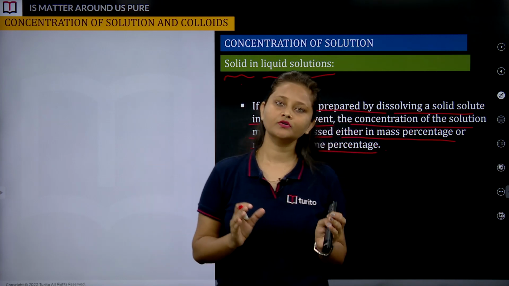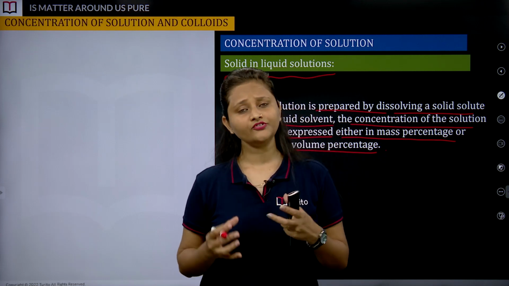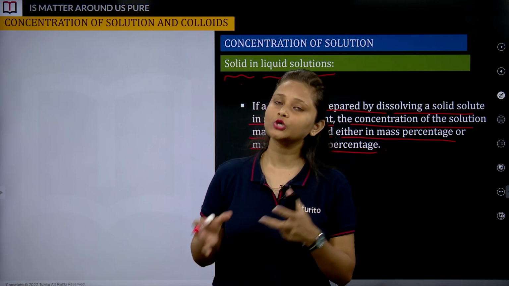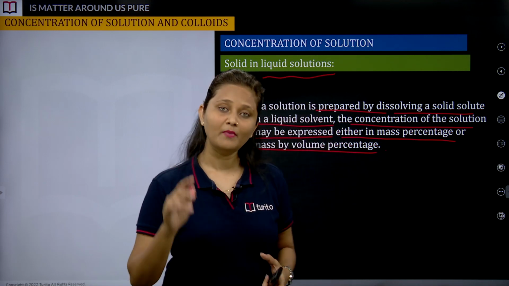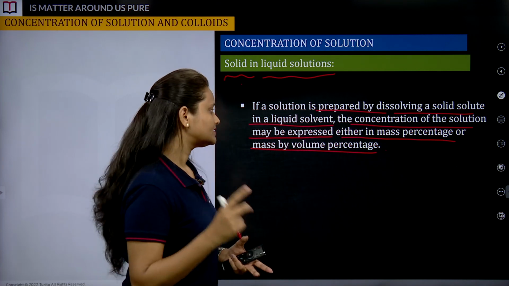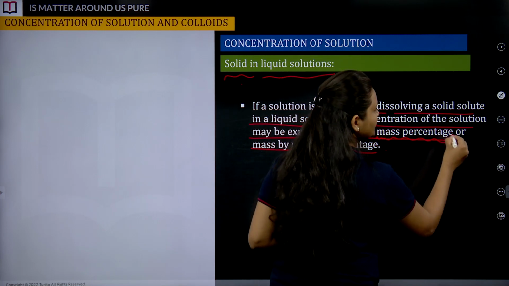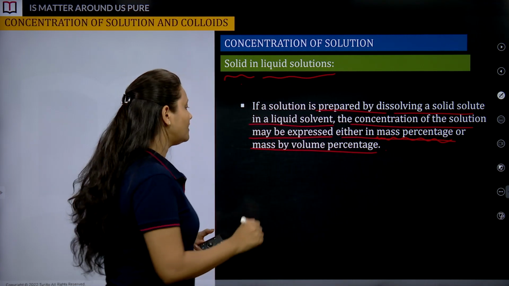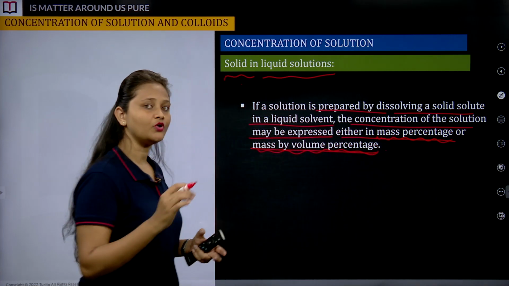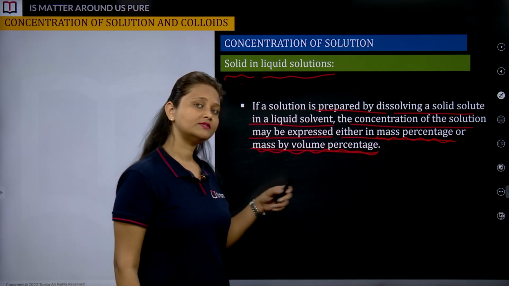So, that is the type of solution which we have. Here the concentration of the solute which we have added in the liquid, or in the solvent, can be measured with the help of two concepts: either mass percentage or mass by volume percentage. Now we are going to understand these terms.